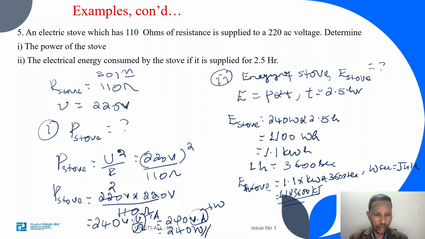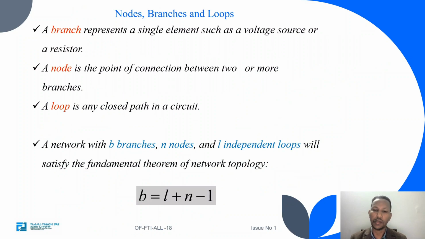Okay, so that's all about Ohm's law. Coming to Kirchhoff's law, let's consider these very important terms: nodes, branches, and loops. A branch in a circuit represents a single element, such as a voltage source or a resistor.